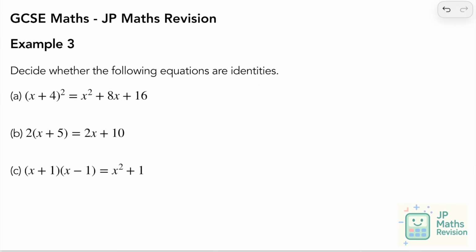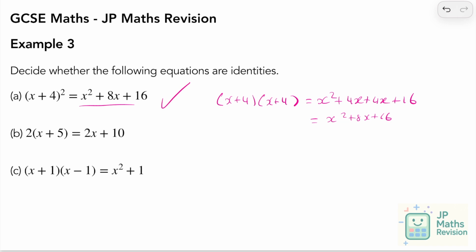Here's another example. So we need to decide whether the following equations are identities. So this one here, (x plus 4) squared equals x squared plus 8x plus 16. So I need to ask myself whether this is true for all values of x or just a particular value of x. So if I expand the left-hand side, I would have (x plus 4) times (x plus 4). So if I expand this, I have x squared plus 4x plus another 4x plus 16. And this simplifies to x squared plus 8x plus 16, which happens to be the right-hand side. So this one is an identity because it's always true for all values of x.